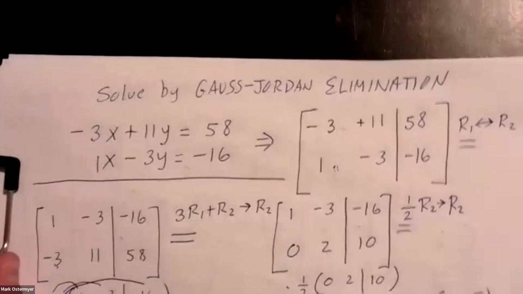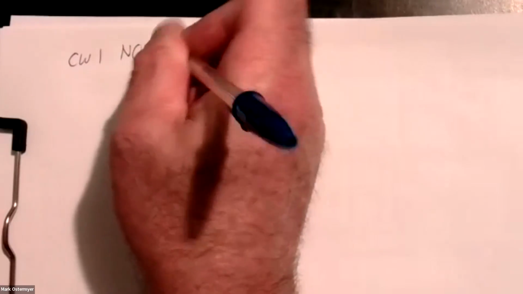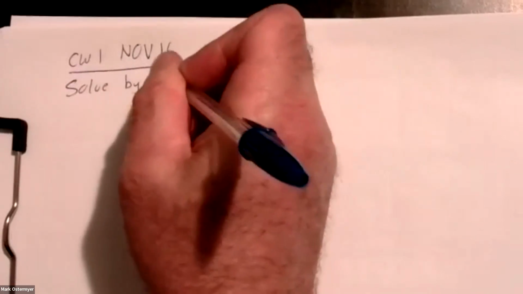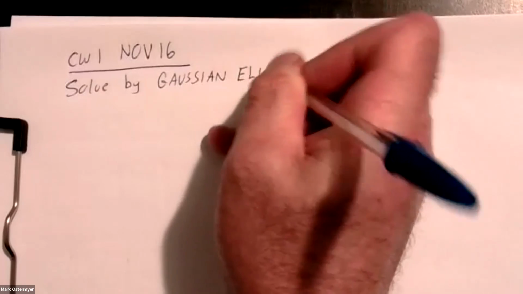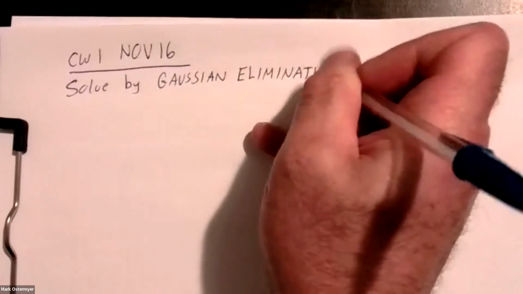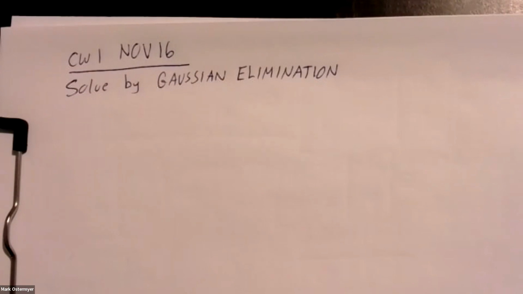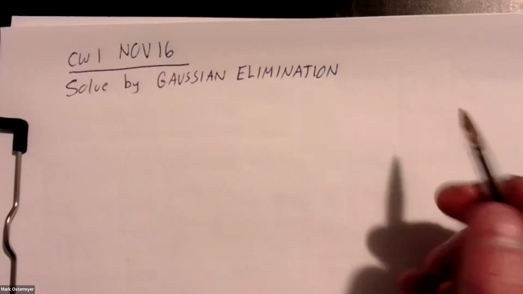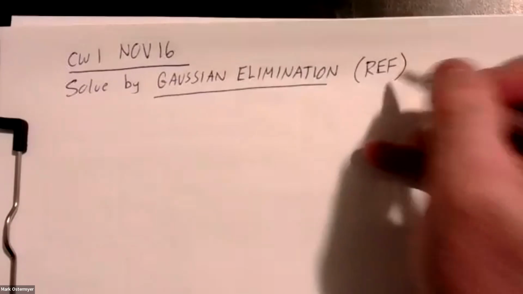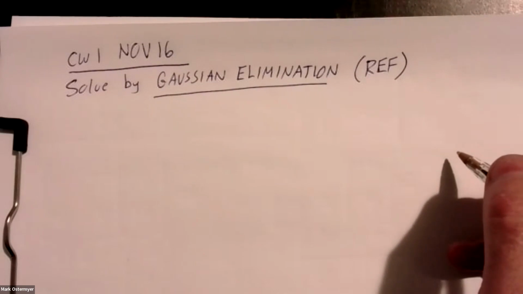Classwork number 1, ladies and gentlemen. I want you to try one now. Today is the 16th day of November. I want you to solve by Gaussian elimination. That's what the instructions would say, like on a future assessment. So what form are we shooting for with our matrix? Row echelon form or reduced row echelon form? Row echelon. All you've got to do is get your matrix down into row echelon form and then back substitute to recover your ordered pair solution's coordinates.